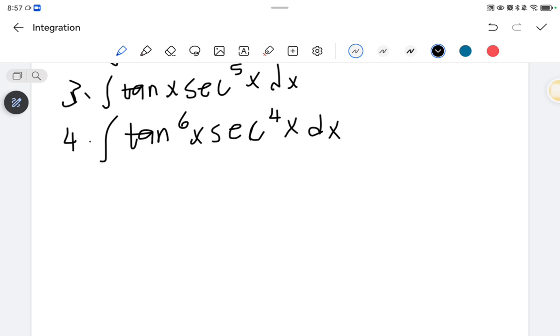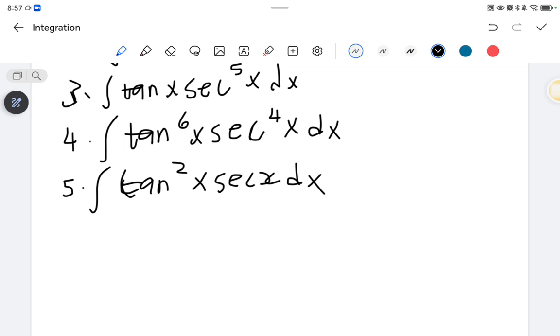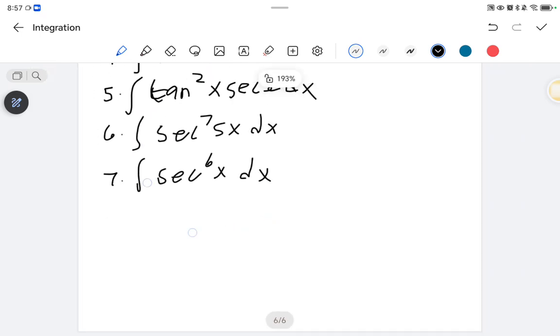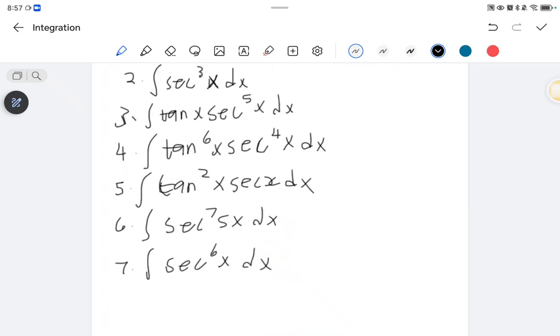So yeah, let me give you the integral of tan squared x sec x dx. And then one last one will be this one. But no, I'm giving you 7. Then this will be sec 5x dx, and this will be sec 6x dx. Yeah, once you can solve this, trust me, you'll be ready, right? Once you can solve this, you'll be ready.